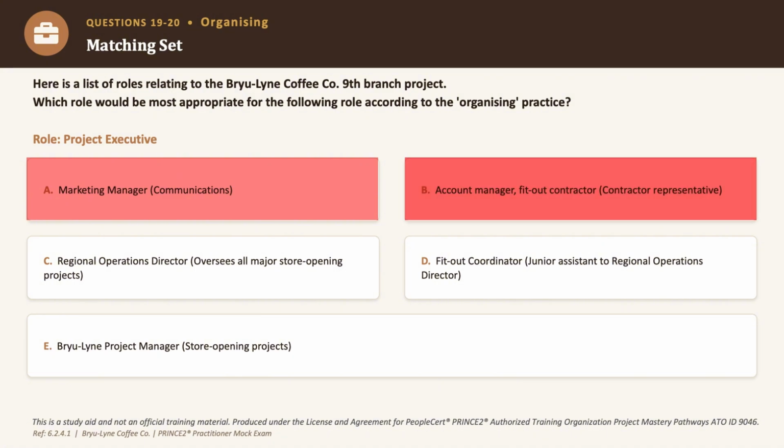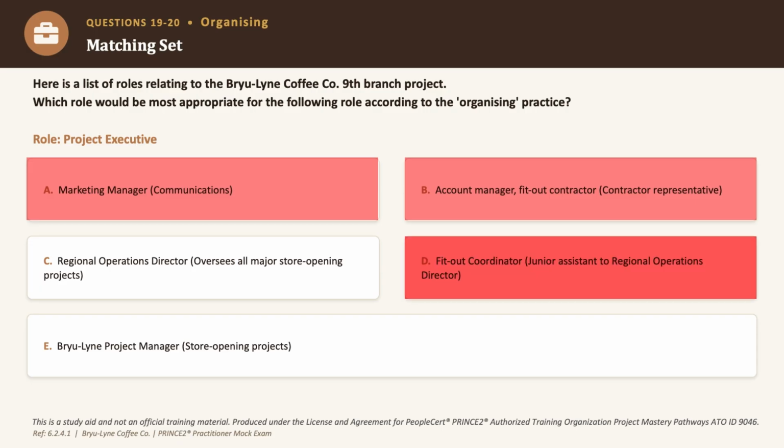So eliminated as well. Option D says the fit out coordinator, a junior assistant to the regional operations director. Now think about it, junior and assistant. Nowhere near the seniority this role demands, right? So an incorrect answer choice.